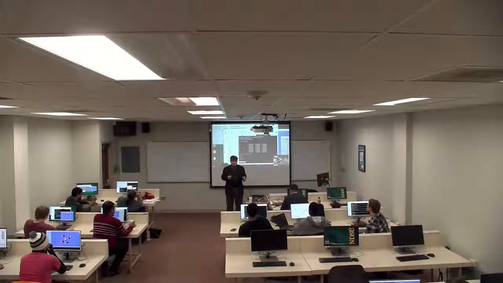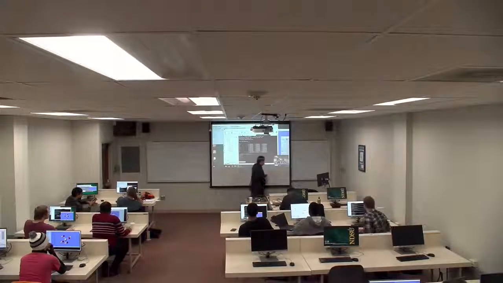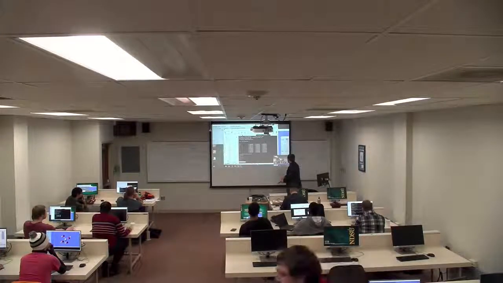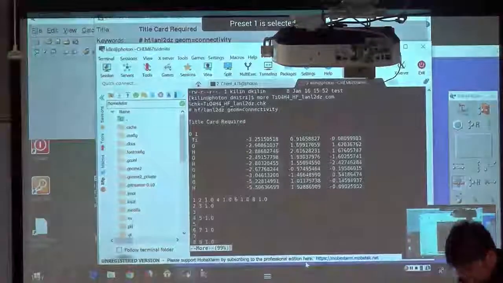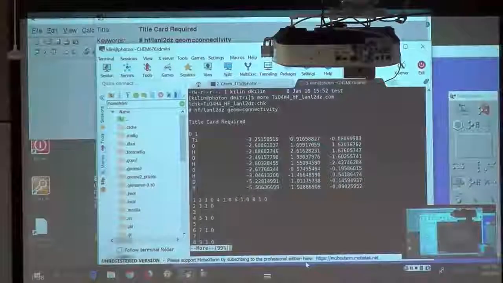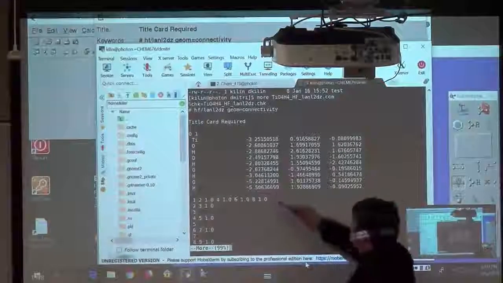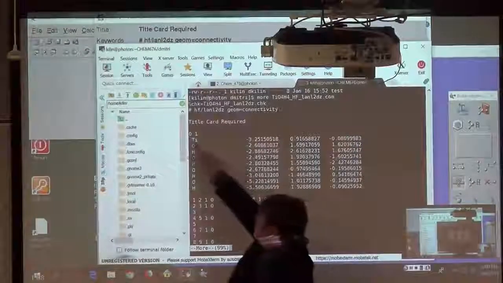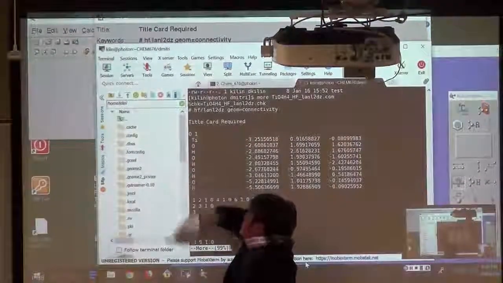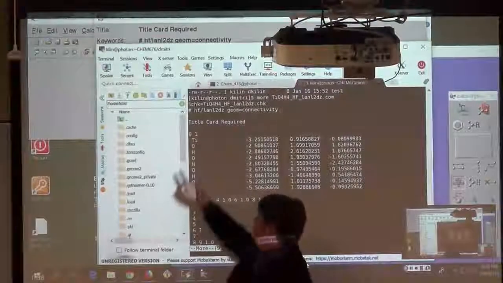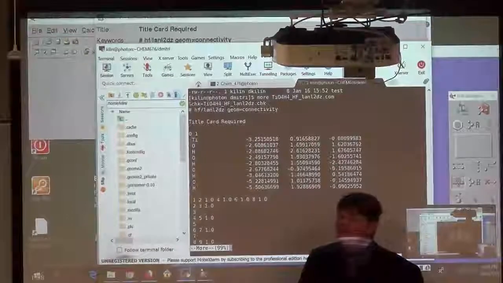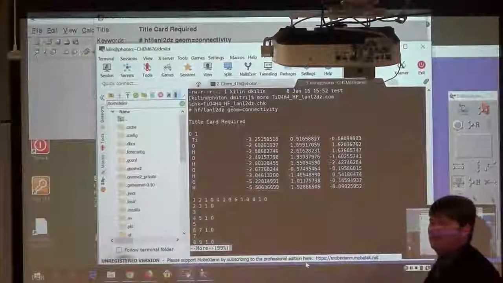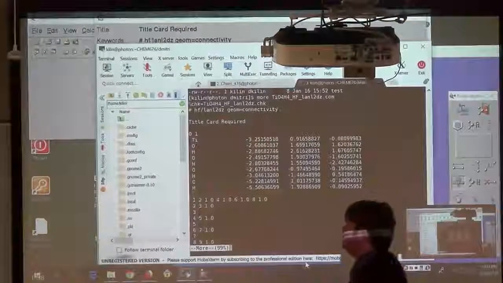titanium hydroxide, right? Are we running it? So what do we have here? There are Cartesian projections, which represent the molecule. There are these two numbers, 0 and 1, which stand for what? Charge and multiplicity. And what do they mean?